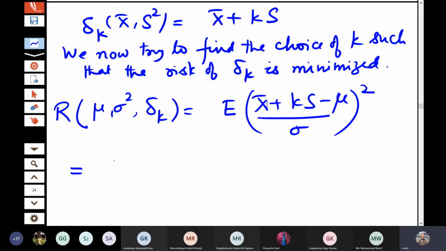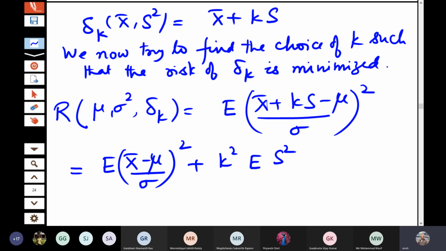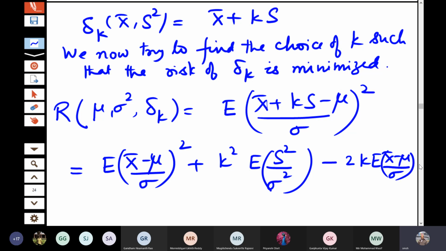So we can actually split it, because in normal distribution we have some nice properties. We can write it as expectation of ((x bar minus mu) by sigma) whole square plus k square expectation of s square by sigma square minus 2k expectation of (x bar minus mu) by sigma into s. Of course, I can keep this outside also, there is no problem. This is sigma square here.